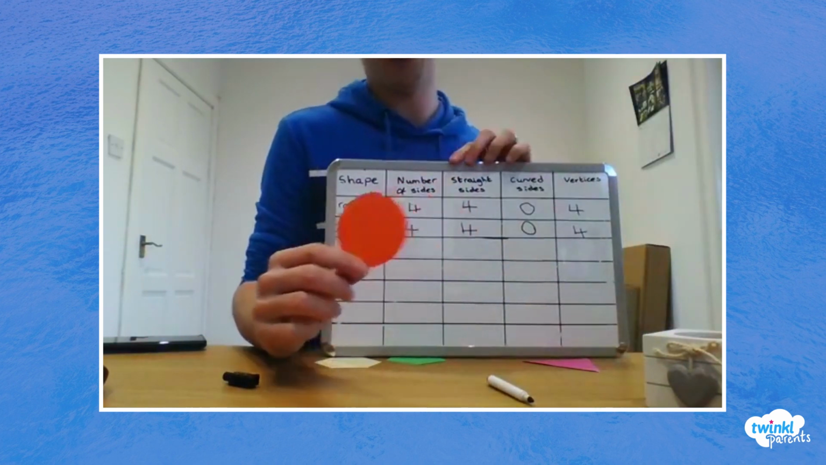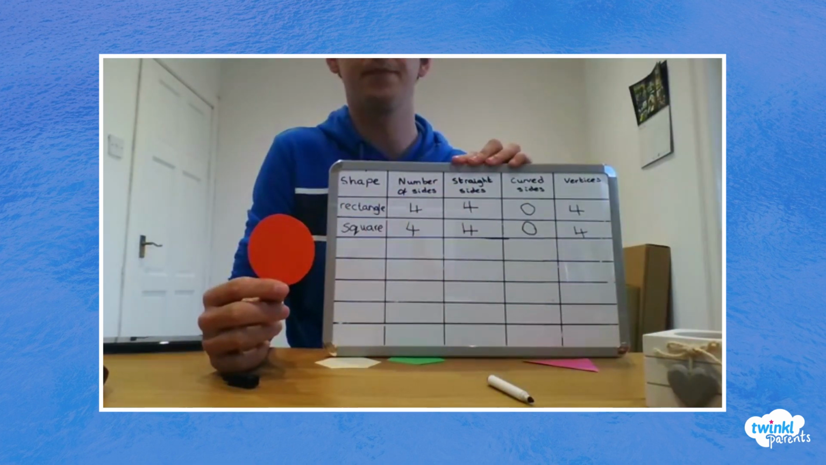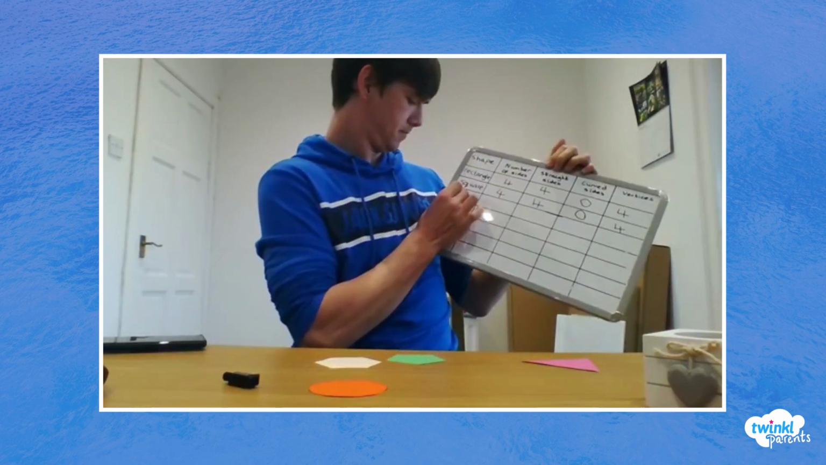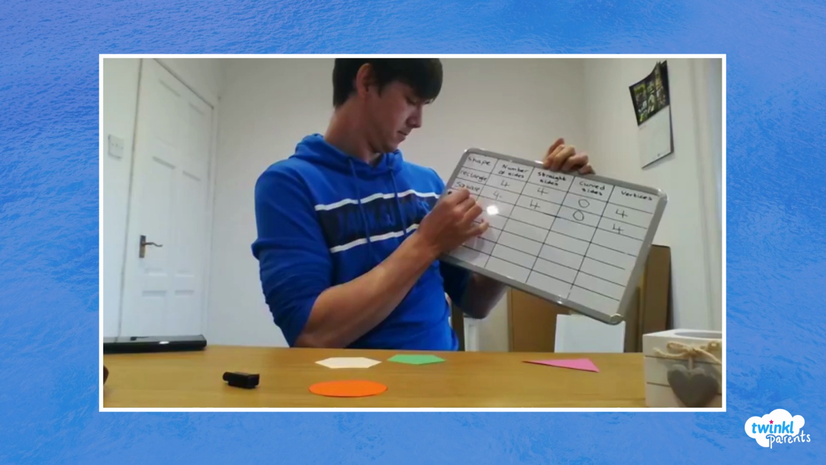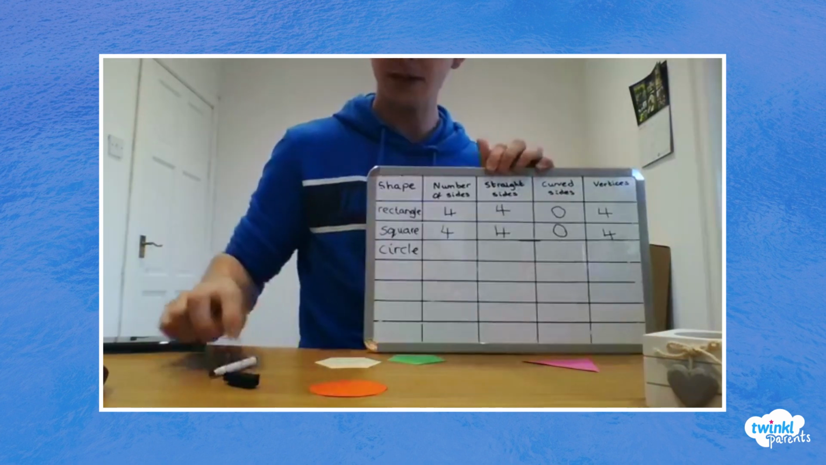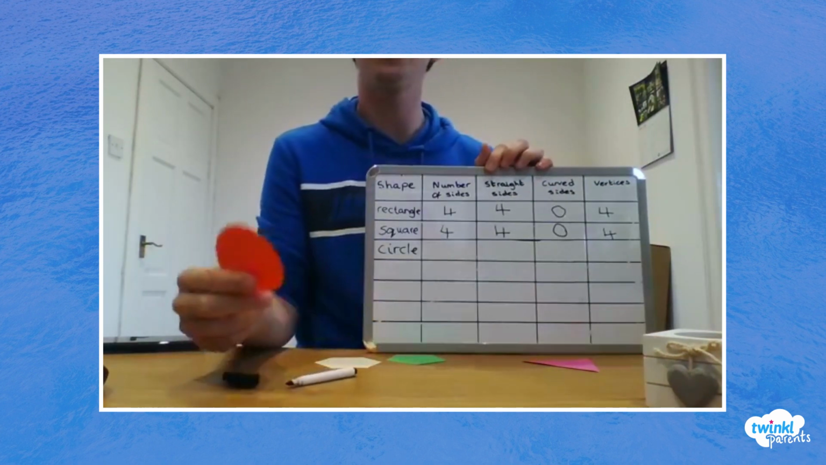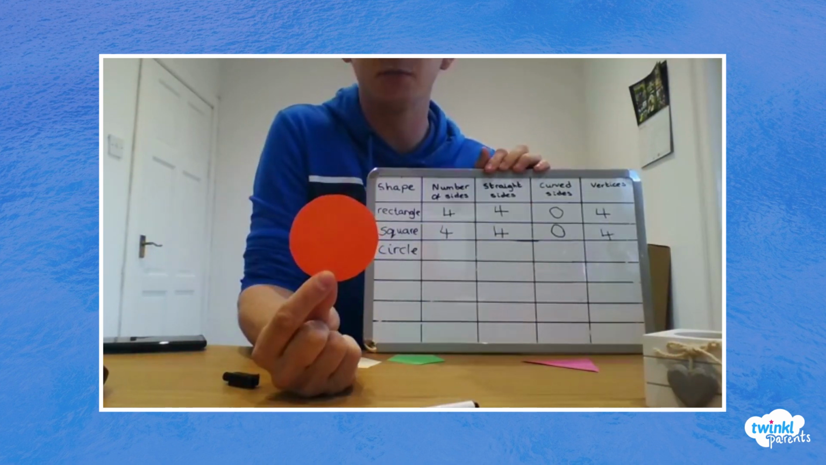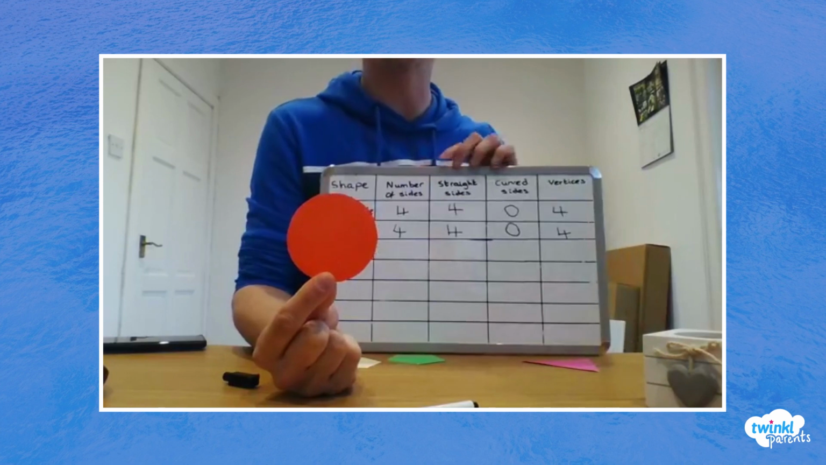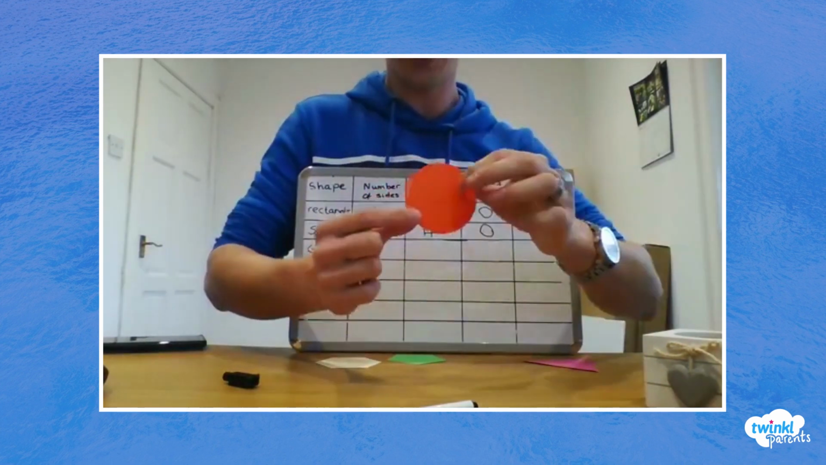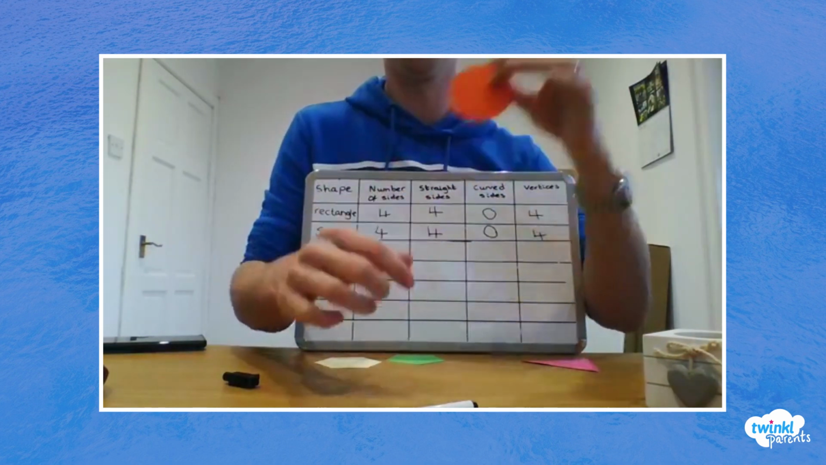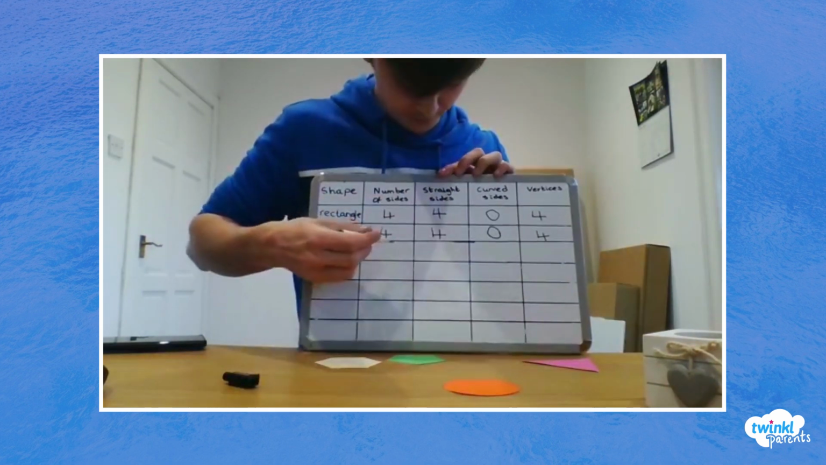A few more moments and we'll go through the answers together. Circle. Right, everyone back together in 5, 4, 3, 2, 1. Right, everyone, the first question. How many sides? It has just one. One side that continues going all the way around the shape. So we're going to put 1.